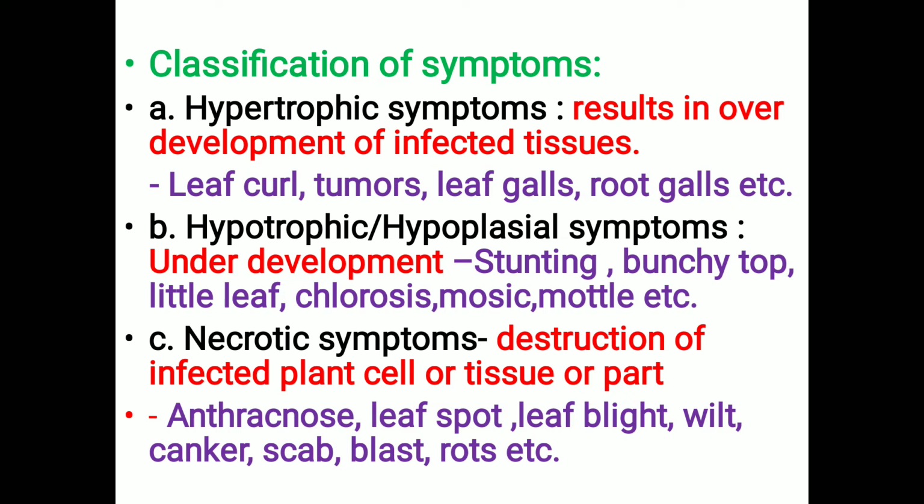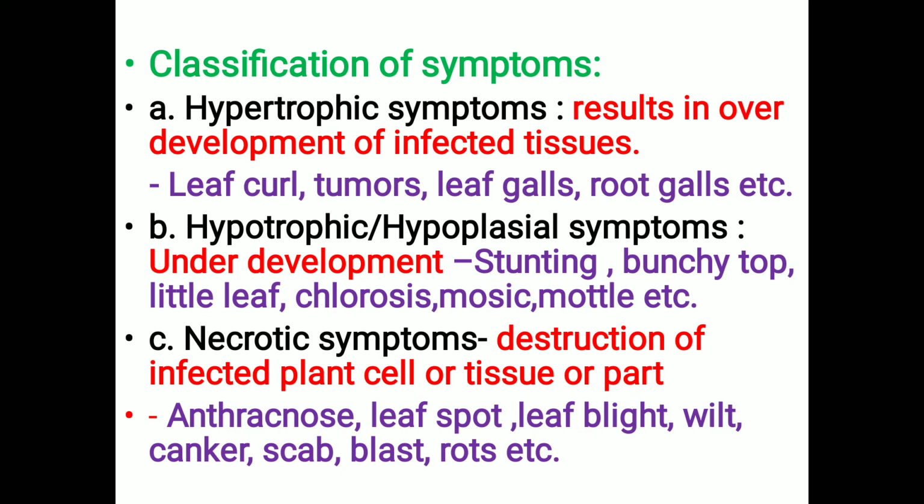Next one, hypotrophic symptoms or hypoplasial symptoms. Hypotrophic or hypoplasial means what? Hypo means reduction or underdevelopment. So if there is underdevelopment of the plant or different parts of the plant due to infection of pathogen, then it is called hypotrophic or hypoplasial symptoms. For example, stunting, bunchy top, little leaf, chlorosis, mosaic, mottle, etc. These are examples of hypoplasial symptoms.